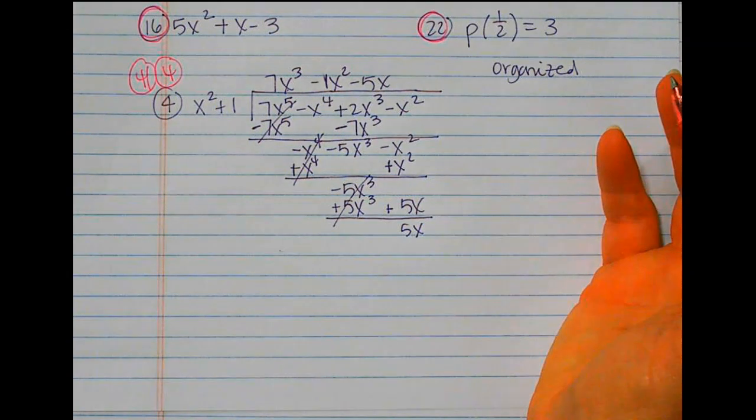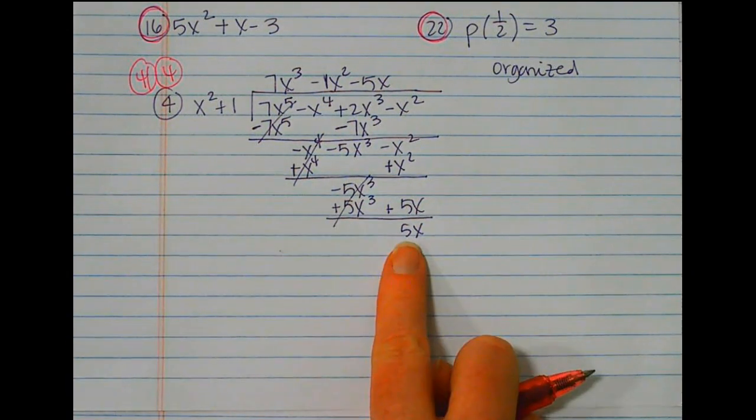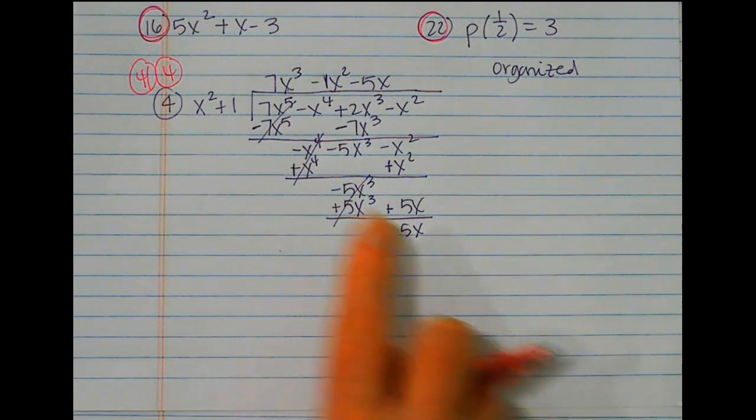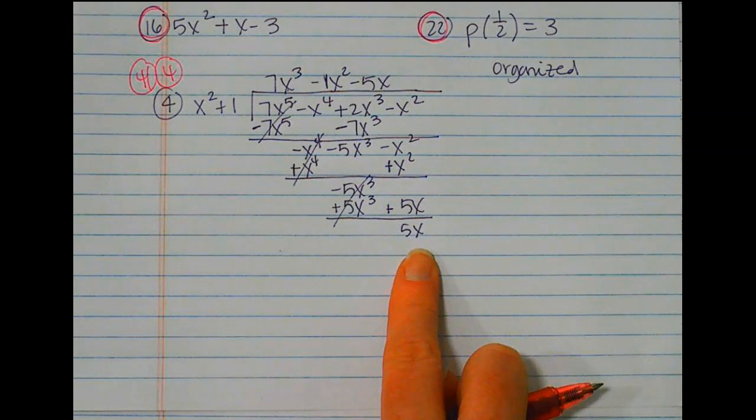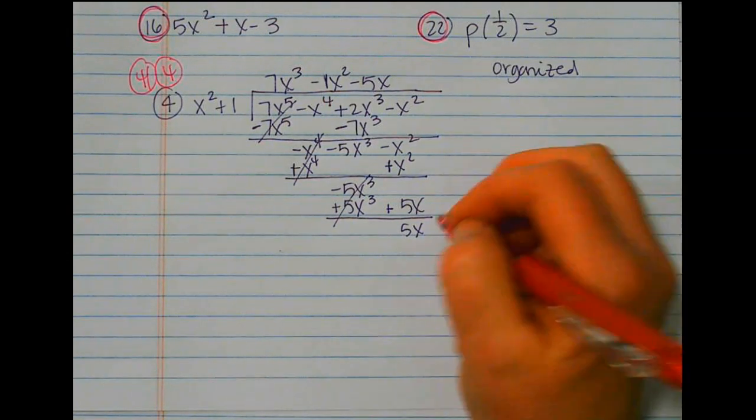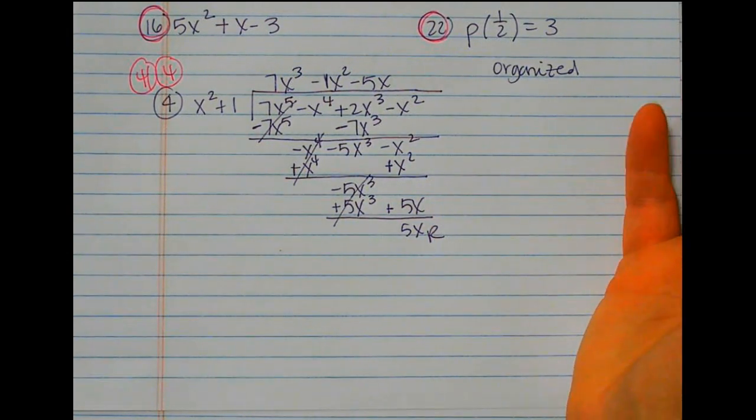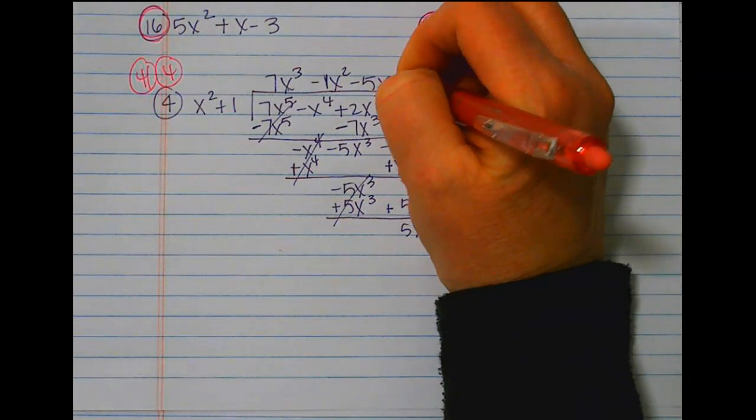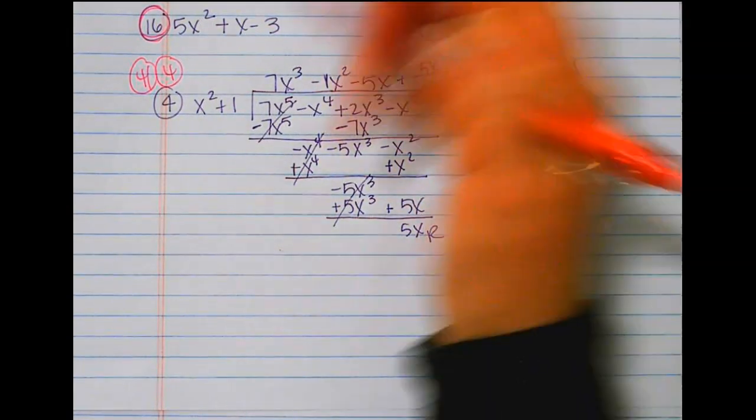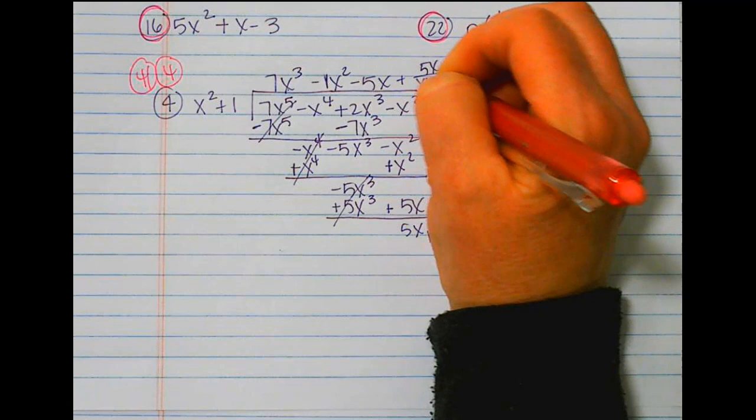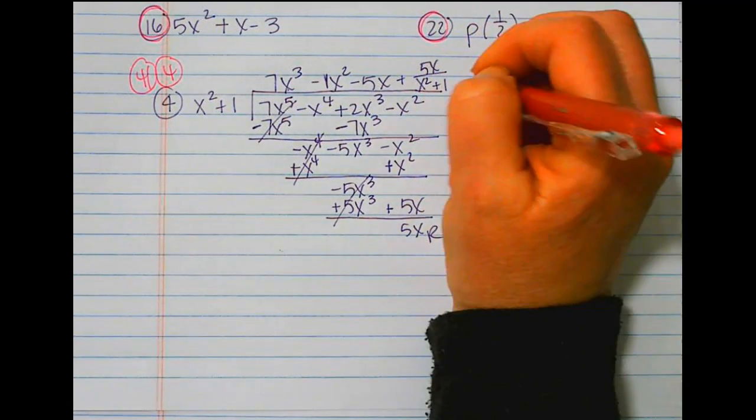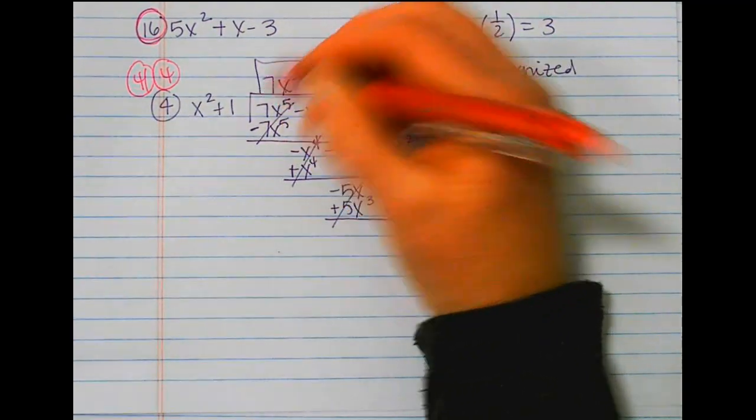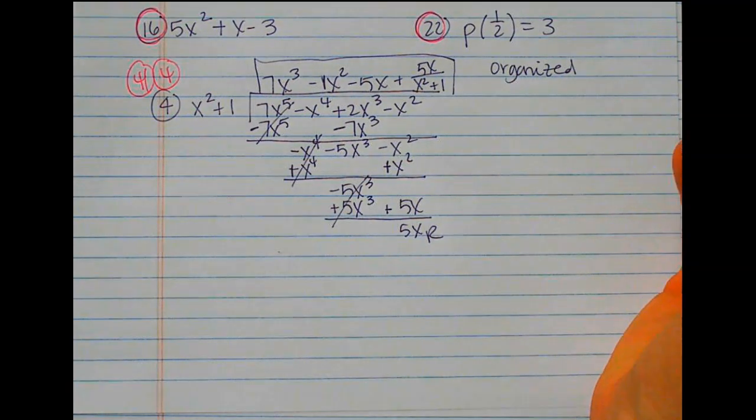But x squared doesn't go into 5x. We need it to be at least the same degree for it to go into it. So, because this is bigger than this number, this is a remainder. We can write remainder here. That will help us remember to write it as a fraction. So we're going to put 5x and then x squared plus 1, whatever you're dividing by, on the bottom. And then we don't rewrite it again because we're lazy, and we just put a big box around that up there, and we're done.